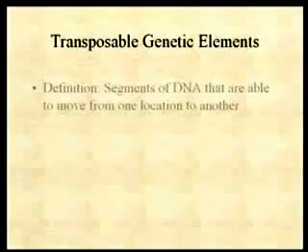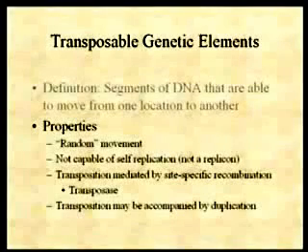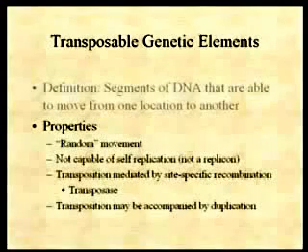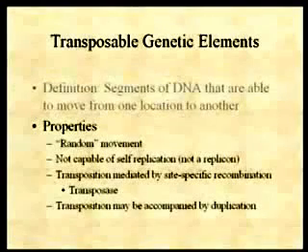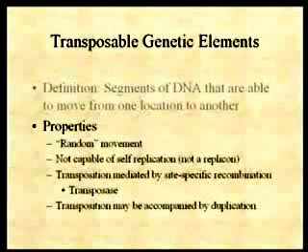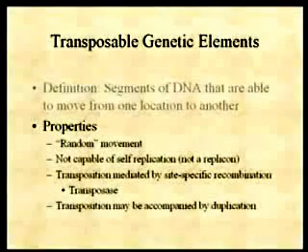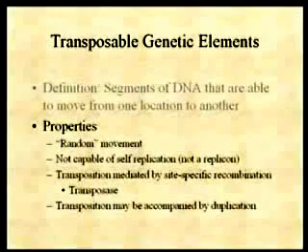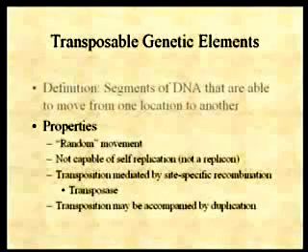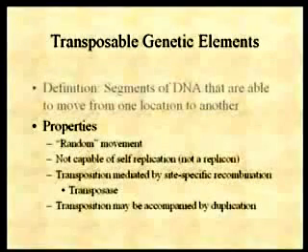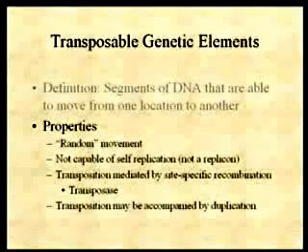All right? They have some unique properties. They're capable of "random" movement. Now, you notice I put random in quotes. It's not 100% random, but they can, in fact, insert in many, many places. And so, practically speaking, it's almost random. Now, these elements are not capable of self-replication. They're not an independent replicon. A replicon is something that is capable of replicating itself. So these can't replicate themselves. They must always parasitize, they must exist in some other piece of DNA.